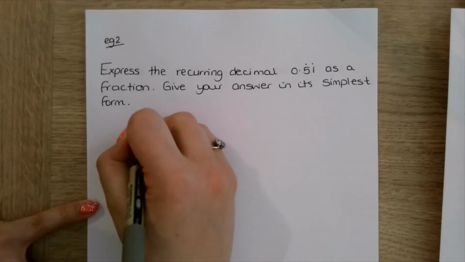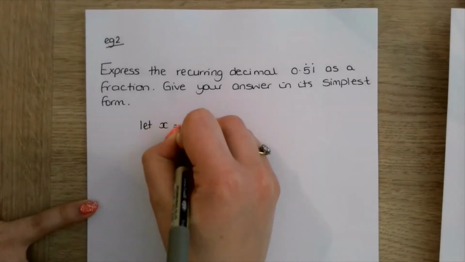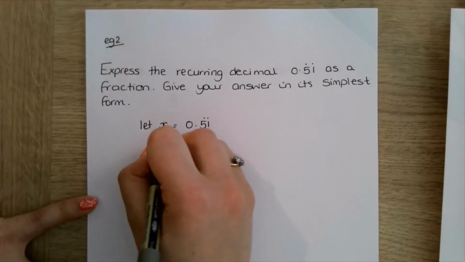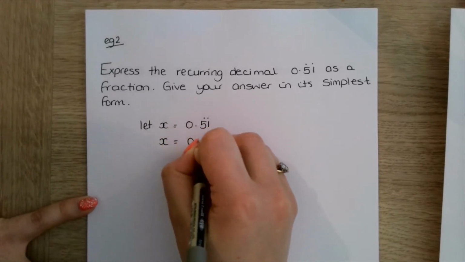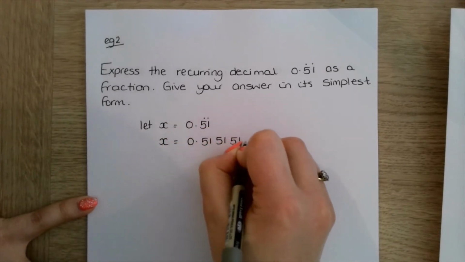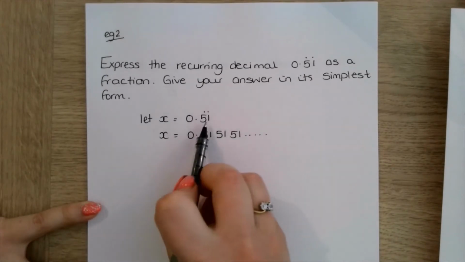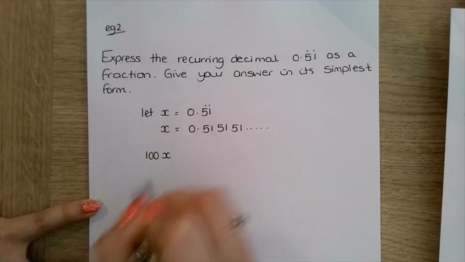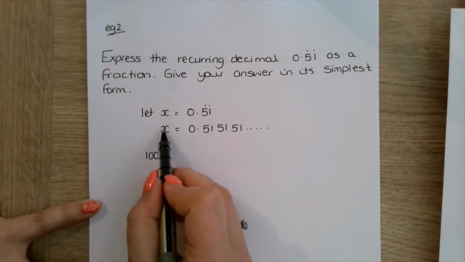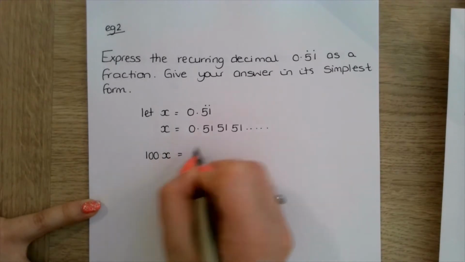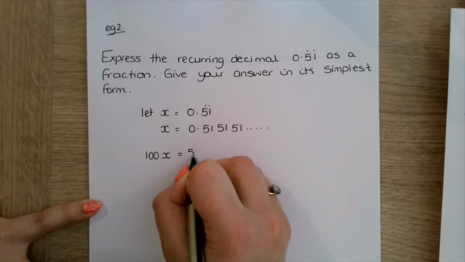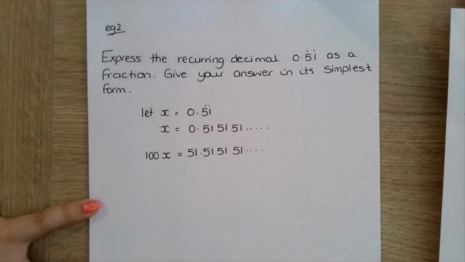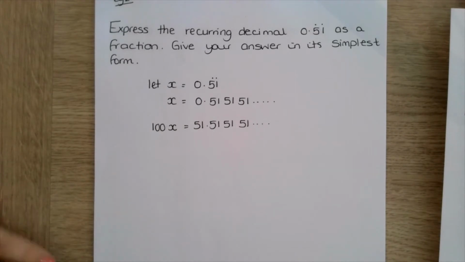Example 2, express the recurring decimal 0.51 recurring as a fraction, give your answer in its simplest form. So I'm going to start off. Let x equal 0.51 with the 5 and the 1 recurring this time. So x is equal to 0.51, 51, 51 forever. 2 numbers are recurring this time, and therefore I'm going to multiply by 100. So 100x, and 100 times that is going to get me 51.515151.